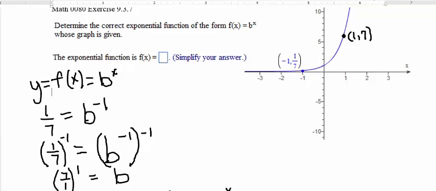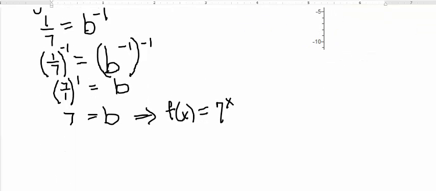All right, so that's our answer. You would be filling in 7 to the x into the blank in MyMathLab.